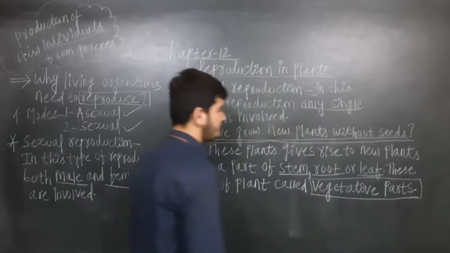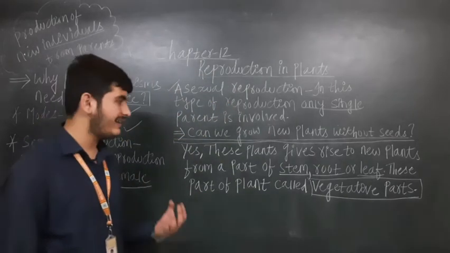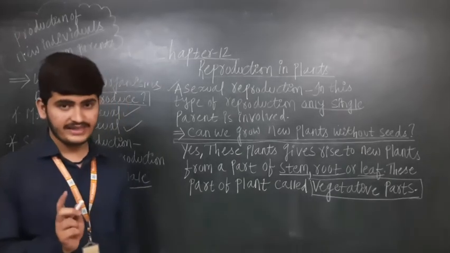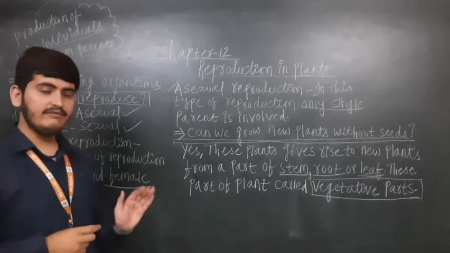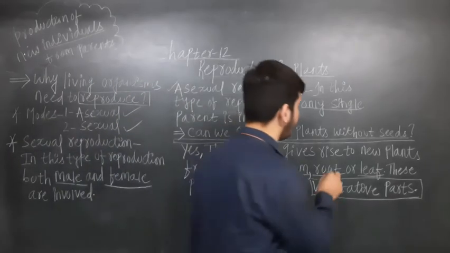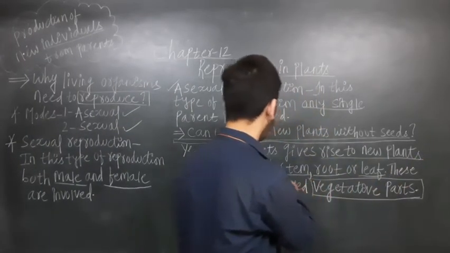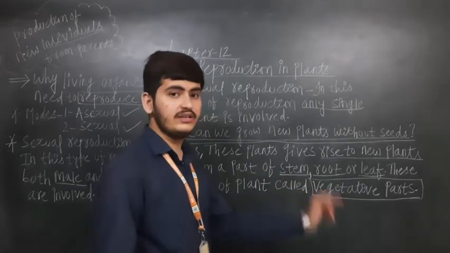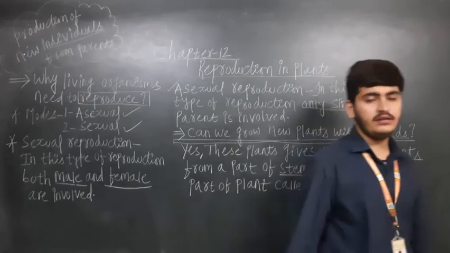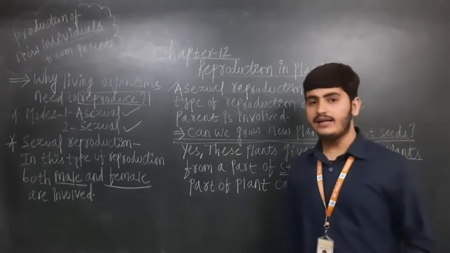Suppose the seeds are not going into the ground, so how will plants grow? Yes, not all plants will grow without seeds, but some plants are there which can grow without seeds. So how is the rising of new plants happening? From the part of the stem, from the root or the leaf. So these three parts, the stem, root and the leaf, are known as the vegetative parts of the plant.